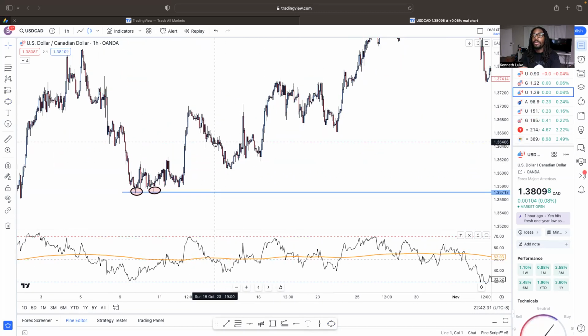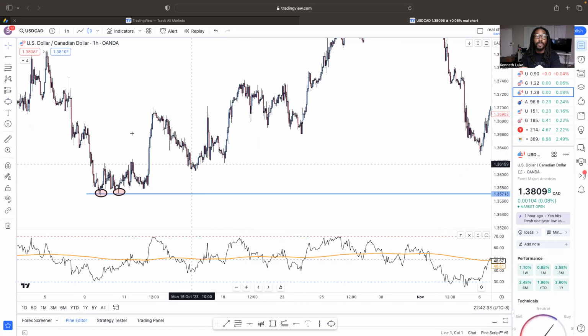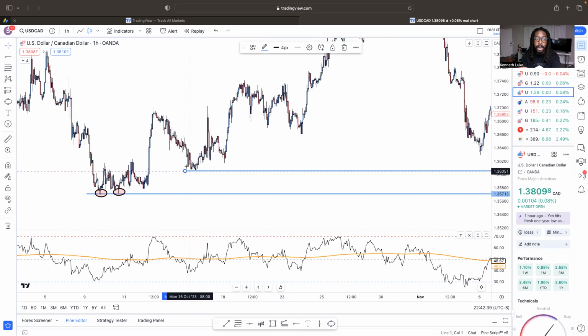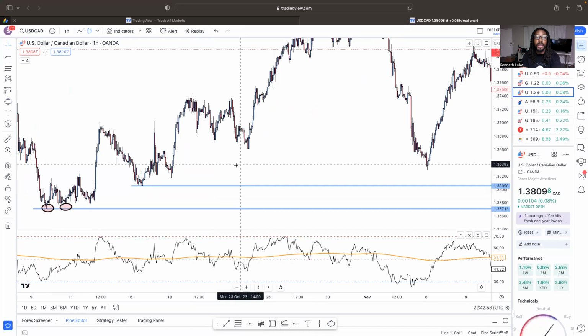Of course, you have to use this type of stuff with multiple confluences, but I just want to get you straight to the nitty gritty. As you come here, same thing: you find the support level. Not only do we have multiple touches, but we see how price failed to get back down to that point. So at some point price is going to continue to push up, which it did.